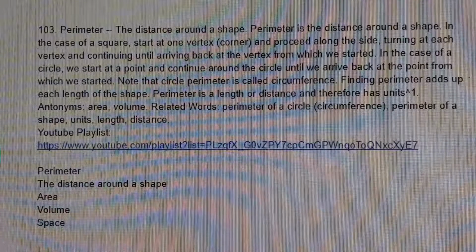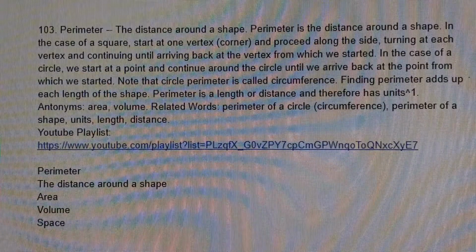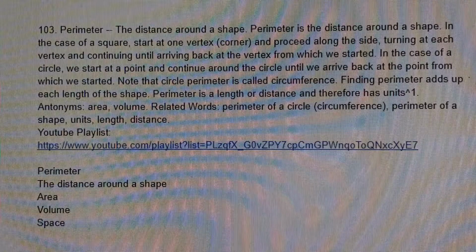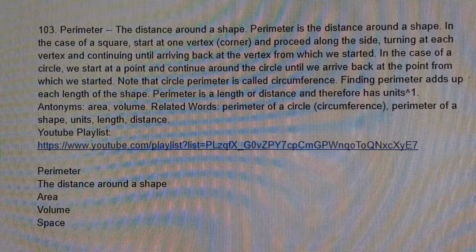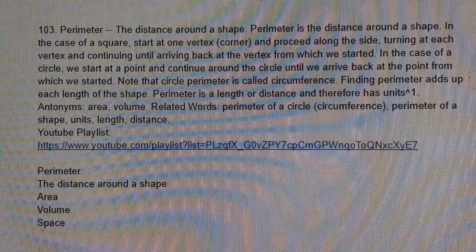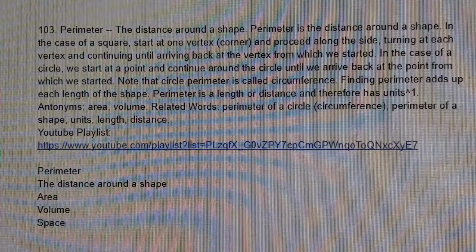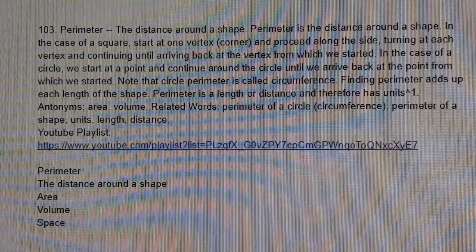Perimeter is the distance around a shape. In the case of a square, start at one vertex (corner) and proceed along the side, turning at each vertex, and continuing until arriving back at the vertex from which we started.